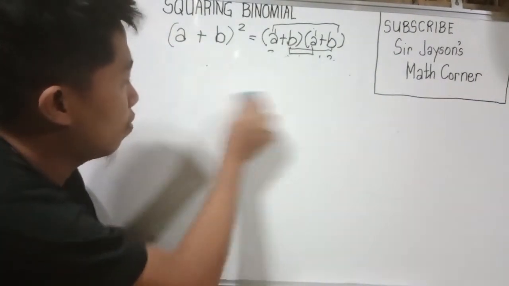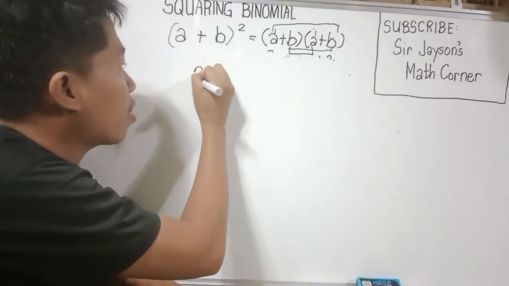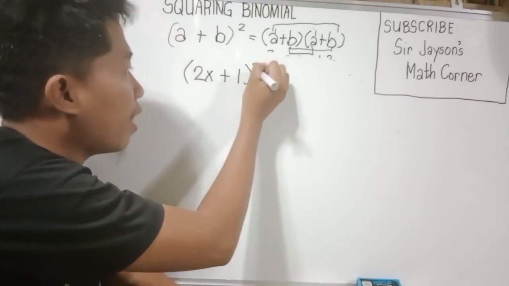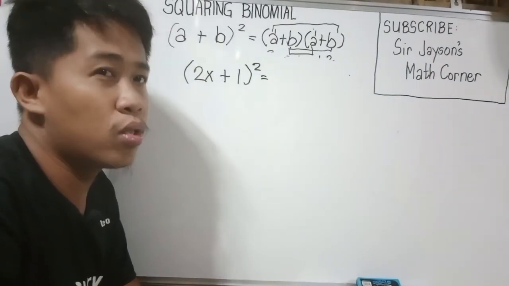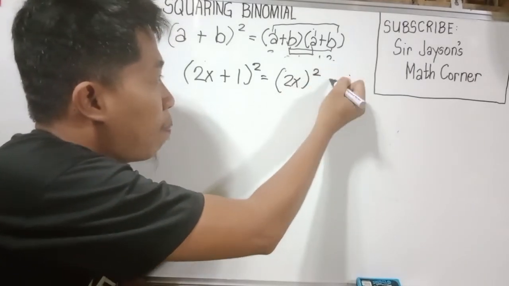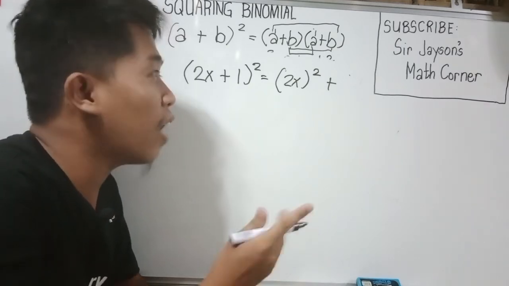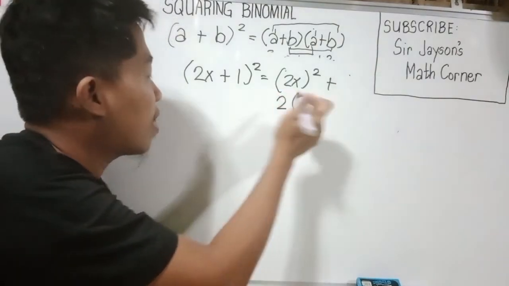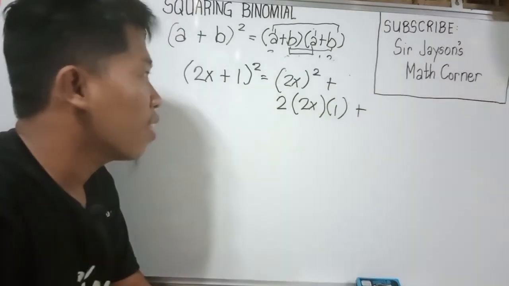Say for example, we have the binomial 2x plus 1. Then you square it. By using the rule, the first step is to square the first term, that's 2x, then plus twice the product of the first term and the second term. The first term is 2x, the second term is 1. Plus finally, you add the square of the last term.